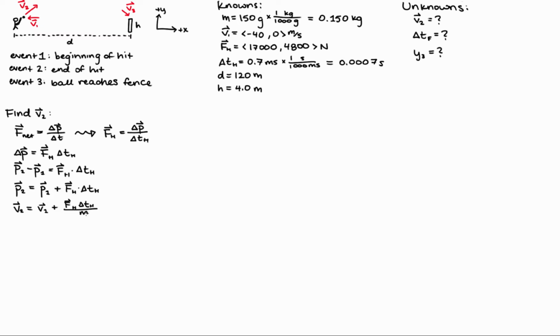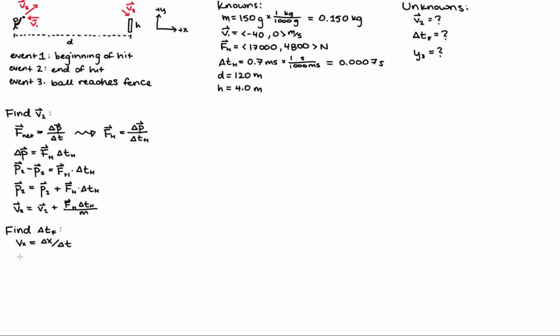We will now find the duration of the baseball's flight, delta TF. We are assuming that there are no forces in the x direction acting on the baseball, including no force of air resistance, which means that the x velocity will be constant over the baseball's flight. We can thus say that the velocity in the x direction is equal to the change in the x position over the change in time.